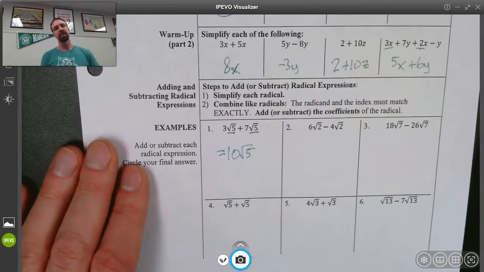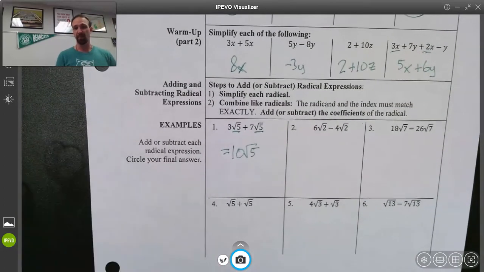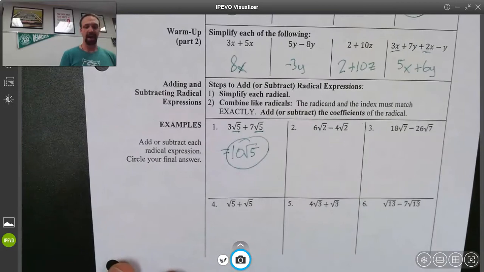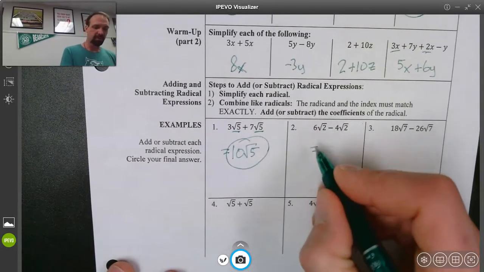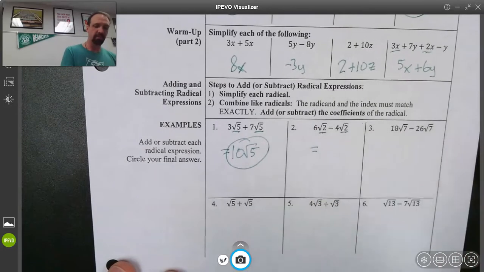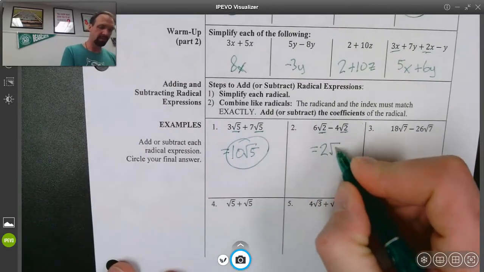A lot of students get this confused because they're still in the mindset of multiplication. Try and keep them separate in your brain. One's adding and subtracting, and then one's multiplication. So today we're just doing the adding and subtracting part. So 6 square root of 2 minus 4 square root of 2. Again, these two are exactly the same, so we can combine them. So we get 2 square root of 2.